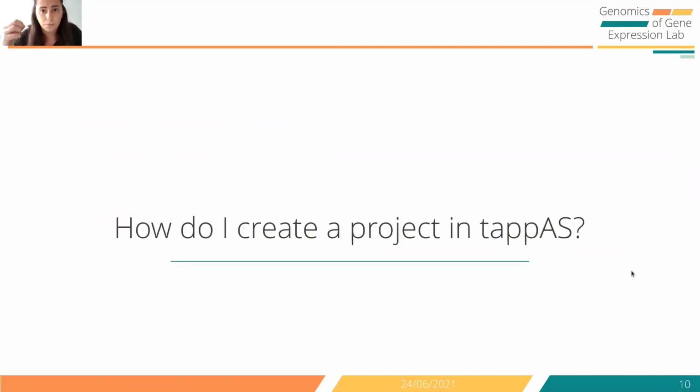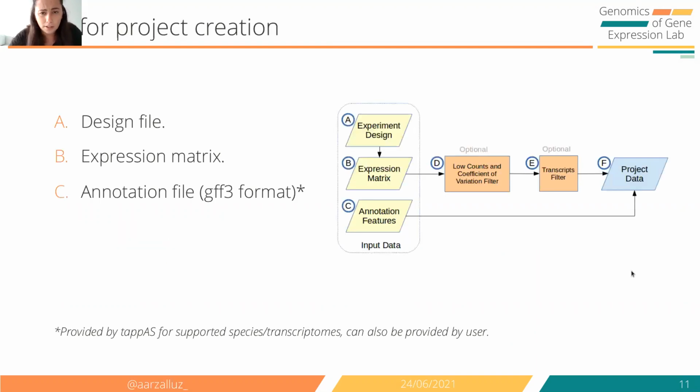So first of all, how do I create a project in TappAS, and what is a TappAS project? Projects are the main instance in which TappAS is based. A TappAS project is a self-contained workspace in which you will work on a single experiment using all of the data that's available within TappAS, storing analysis results, and independently doing whatever you want without affecting any of the other analysis that you have going on and that you're working on with TappAS.